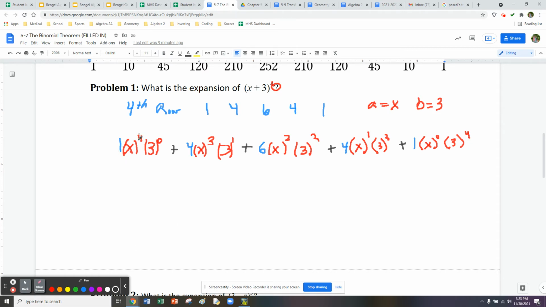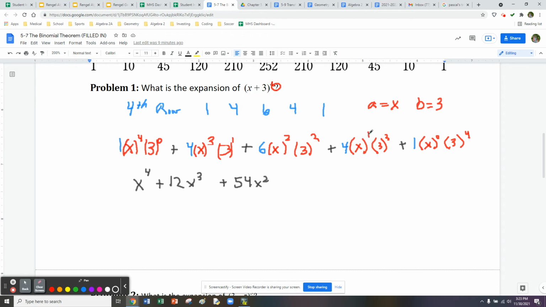So this would be 1 times x to the 4th, and then anything raised to the 0 power is 1. So that would just all simplify to x to the 4th. Then 4 times x to the 3rd times 3. Well, the 4 and the 3 are going to multiply to 12. So that'd be 12 x to the 3rd. And then 6 times x squared times 3 squared. That's going to be 6 times 9, which is 54 x squared.